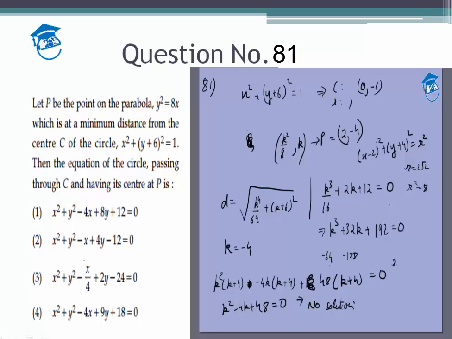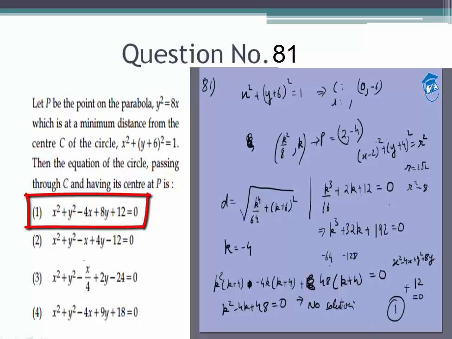So the equation is x squared minus 4x plus y squared plus 8y, and then this is 4 and this is 16. The sum will be 20, minus 8, which will be 12. So x squared minus 4x plus y squared plus 8y plus 12 is equal to 0, which means the answer is option 1.